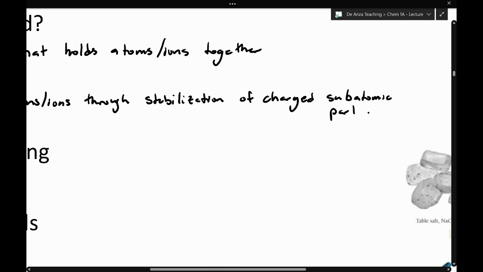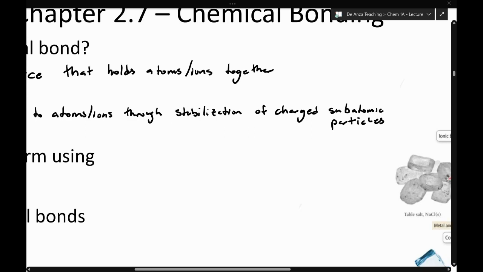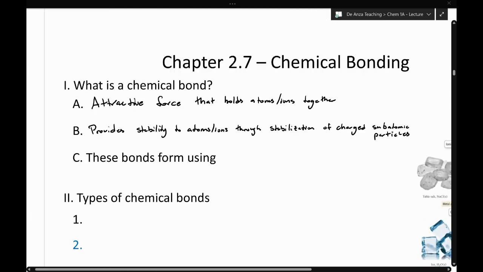And those 3 types of chemical bonds we'll list off in just a second. One last thing to say, though, is that these chemical bonds are formed using one of these charged subatomic particles. And that subatomic particle is going to be the electron. So our chemical bonds are going to be formed through the use of electrons.